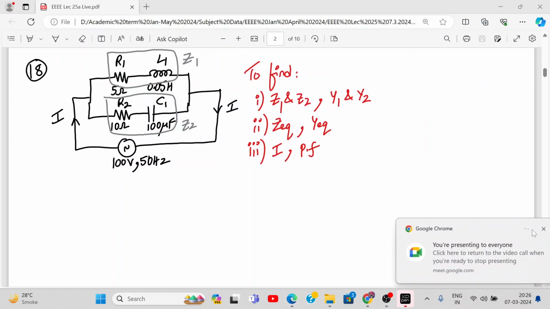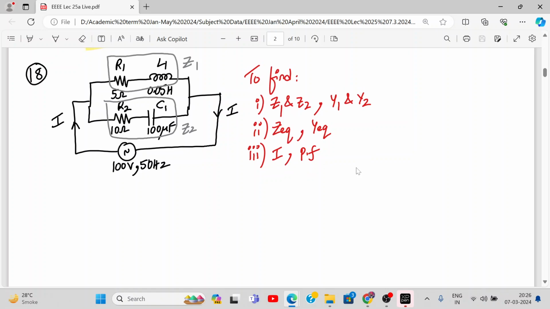Okay, fine. So have you drawn this? Can we start now, everyone? Okay, so let's start the solution together. First of all, we'll write the first step. What is Z1? It's R1 plus j XL1. It is not L1, it is XL1. Please remember that.